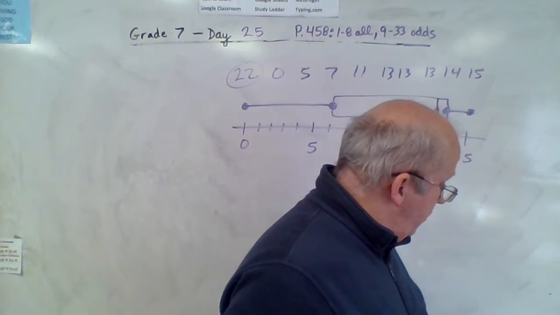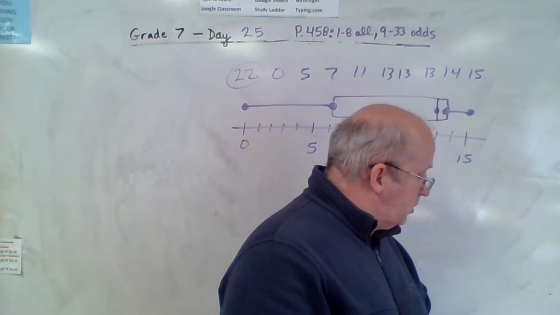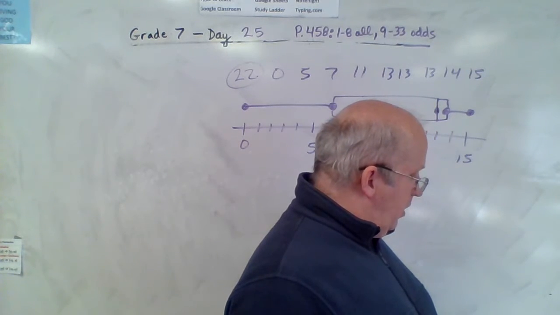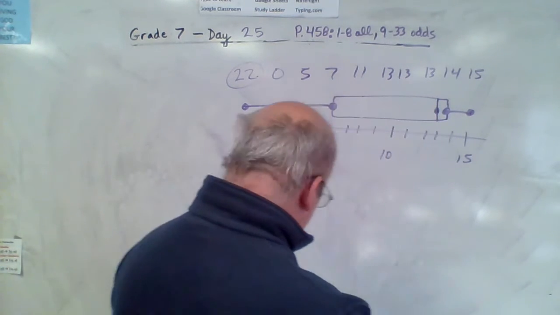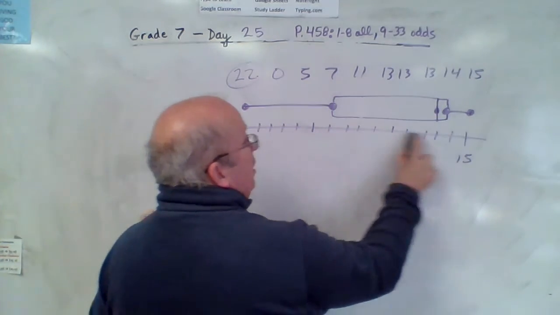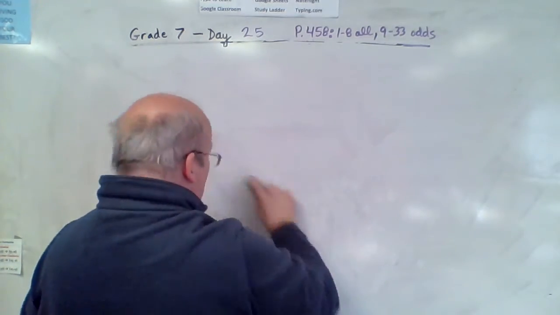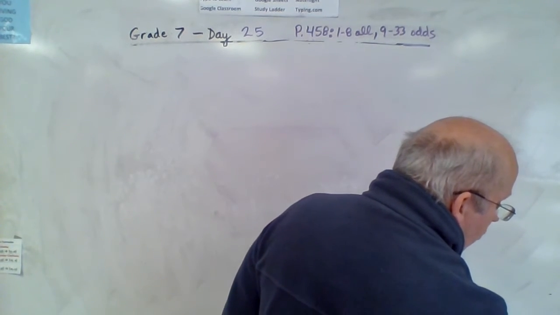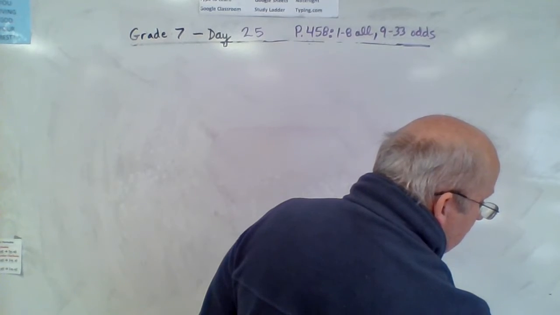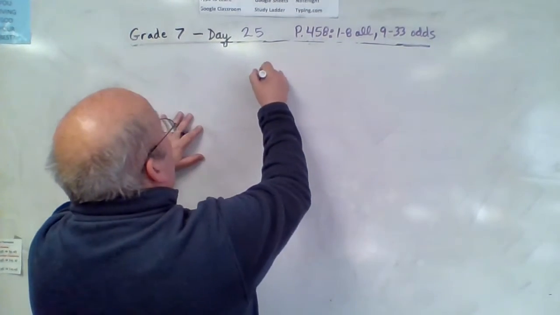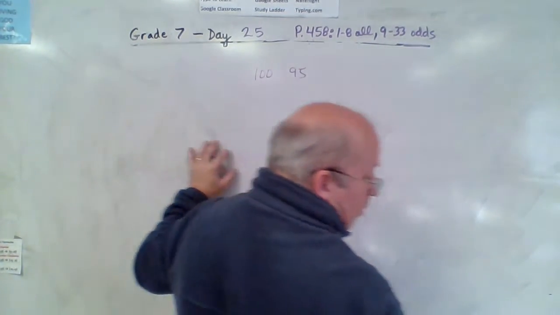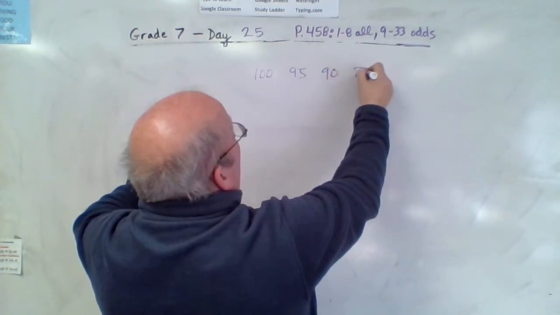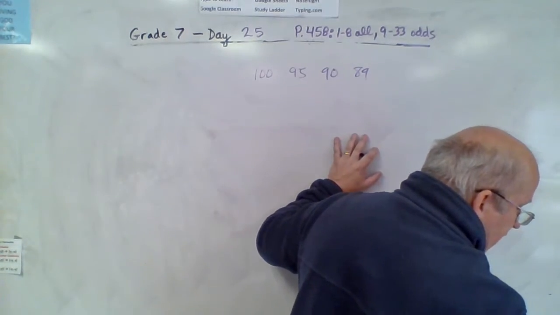Okay, how about 26? 26 is asking for the mean, the median, and the mode of the grades of group A. Okay, what are the grades of group A? Here they are: 95, 90, 89, 88, 45.